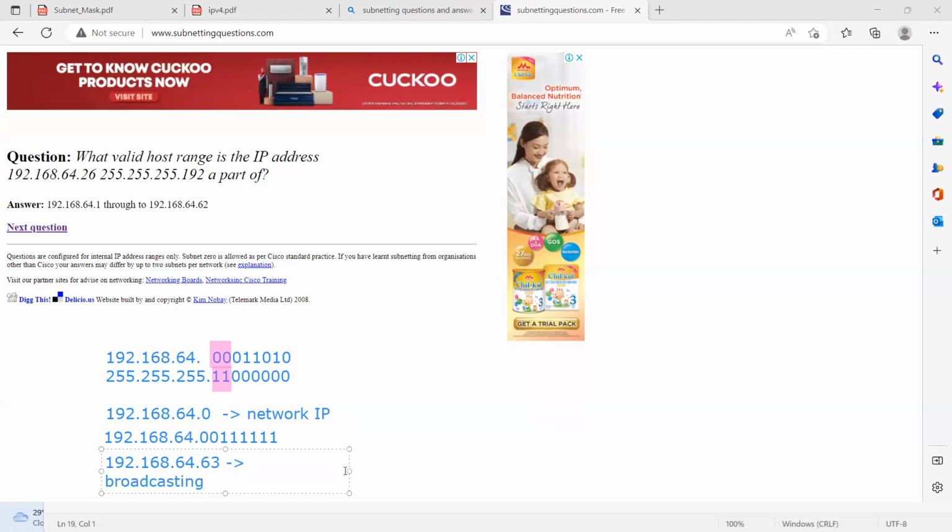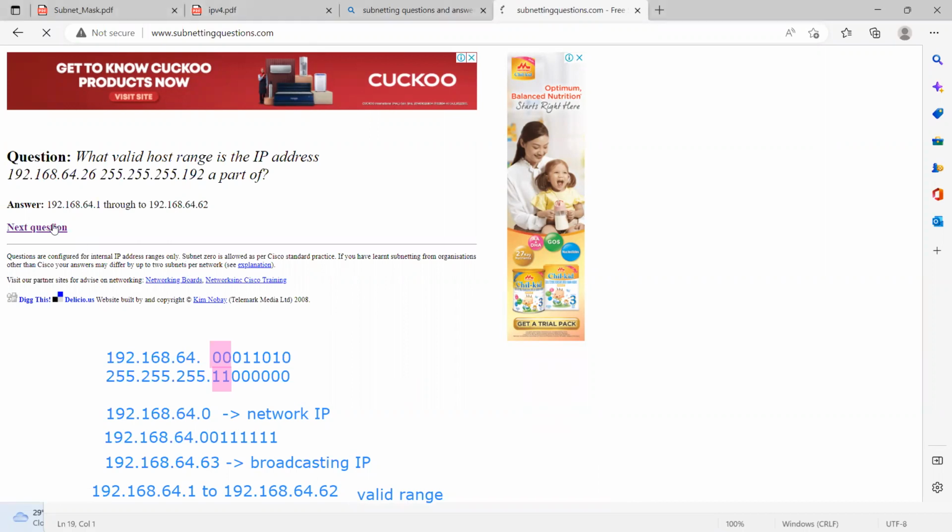Why is the last IP broadcast? It is used to send messages to all the computers of the network. Okay, in between that is the valid range. Now you have discovered the network IP and the broadcast IP. So 192.168.64.1 is one more than the network IP, and 192.168.64.62 is the last valid. It is one more than the network IP to one less than the broadcast IP, that is the valid range. Understood? Yes, sir. Okay, let's move to the next.